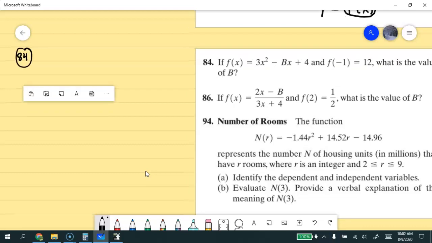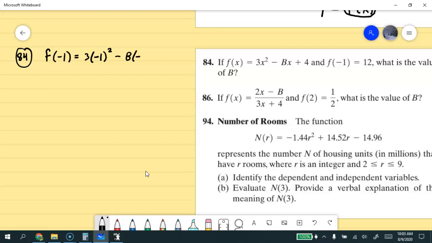If you know that f of negative 1 is equal to 12, here's what you can say: f of negative 1 is equal to 3 times negative 1 squared minus b times negative 1 plus 4, right? All I did is plug in the value of x. They're telling you that the answer is supposed to equal 12, so I set it equal to 12, meaning they already know what the output is going to be. And that, if you look at it carefully, is going to help you solve for b.